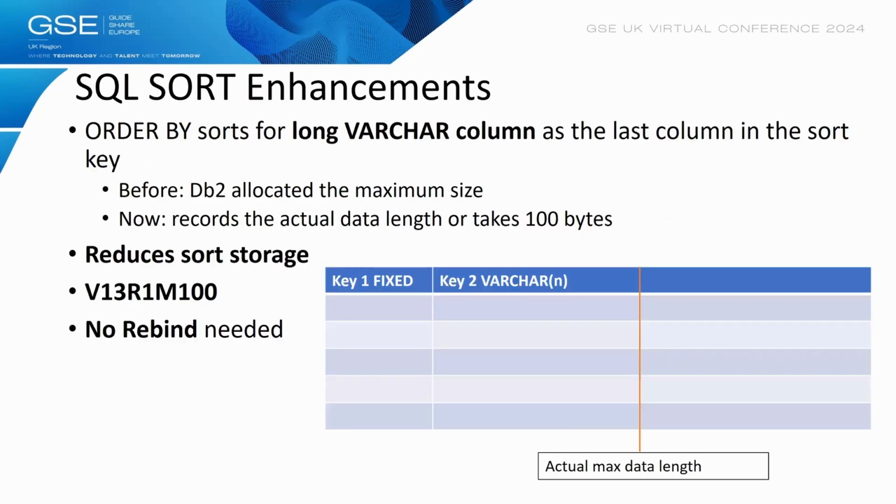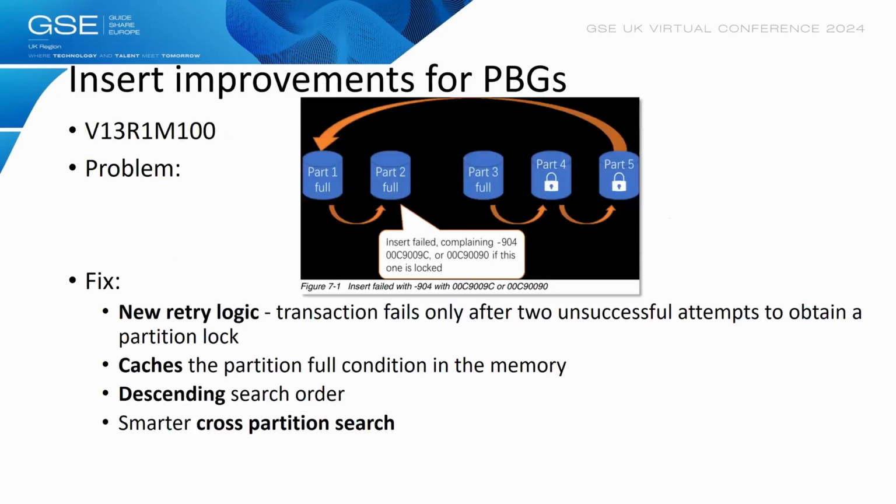Another thing I was not aware of: if you had an ORDER BY with a long VARCHAR column as the last column in the key, Db2 was allocating the maximum size, and now it will actually keep the data length as needed. So it reduces the sort storage. Available in function level 100 and no rebind needed. Again, it targets very specific queries, but might be very, very useful.